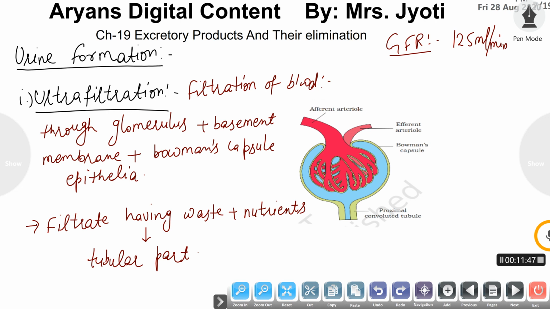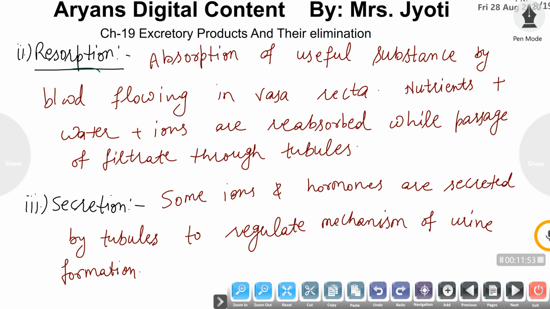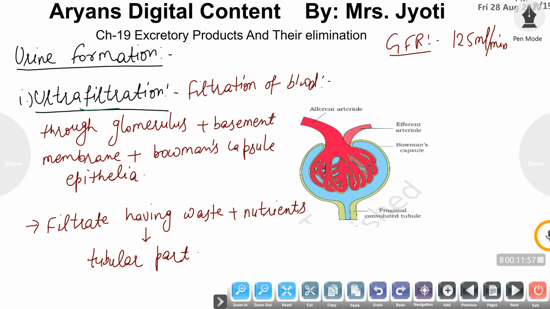Urine formation involves simply three processes: ultrafiltration, reabsorption and secretion. The ultrafiltration, or the filtration of the blood, occurs in the glomerulus, the glomerular part of the nephrons. The glomerulus and the Bowman's capsule collectively form a particular structure that is popularly known as the Malpighian body.